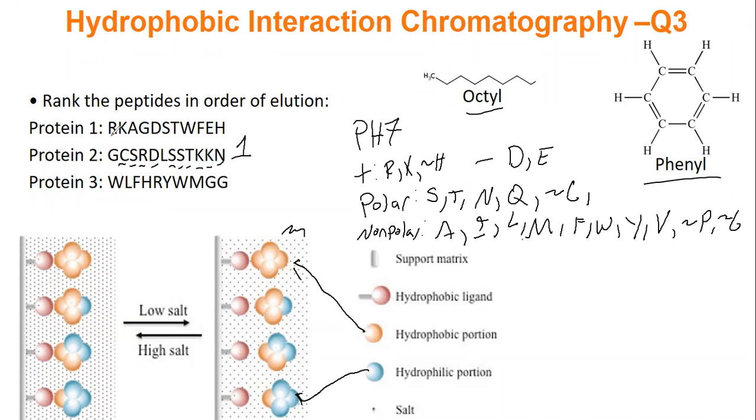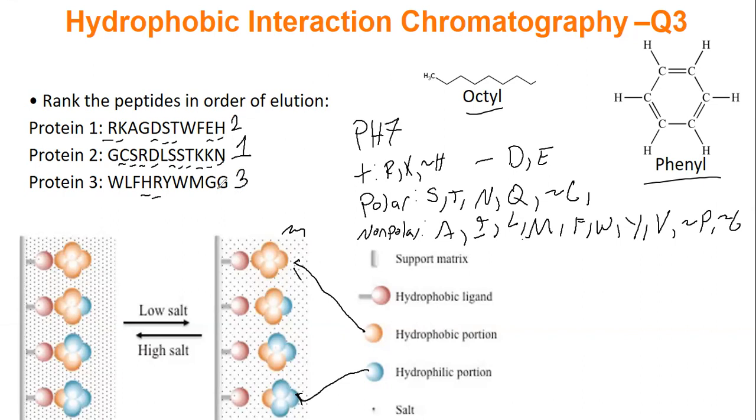And then protein number 1. Well, actually, sorry. Yeah, protein number 1: R, so charged, hydrophilic, charged, versus number 3, charged, and that's about it. So it goes 2, 1, 3.